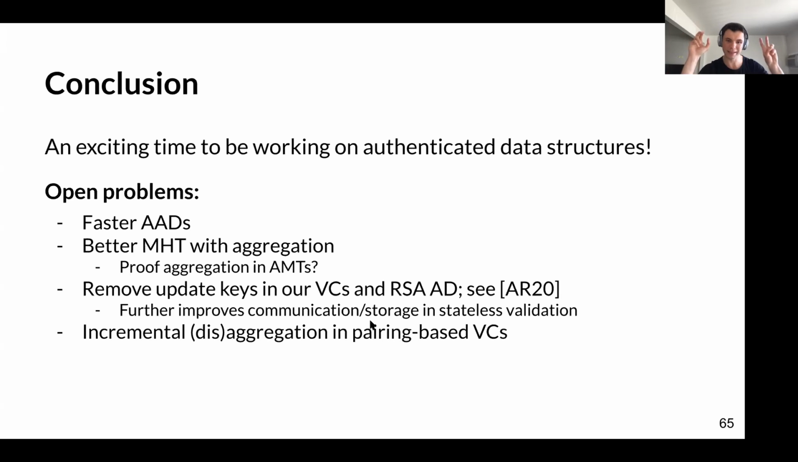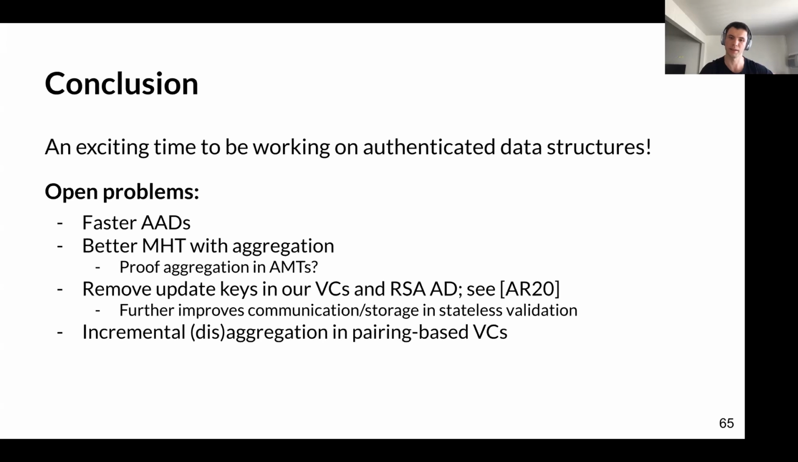Can we do incremental aggregation and disaggregation in pairing-based VCs? I didn't really talk about what incrementality means, but so far aggregation is one shot, which means you do it, you get the aggregated proof, and you can no longer aggregate other things in, whereas incrementally you could, but that doesn't seem to be possible in these pairing-based VCs.